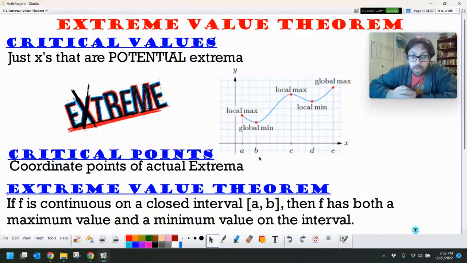That is it for our video on the extreme value theorem. Reminder that extrema are just a fancy word for a maximum or a minimum. Remember the difference between a critical value and a critical point. A critical value is a potential extrema. It's just that x value. And a critical point is an actual coordinate point where we actually have either a maximum or a minimum, where we actually have an extrema. Finally, with the extreme value theorem, if we have a continuous function on a closed interval, then we are guaranteed to have a maximum and a minimum.